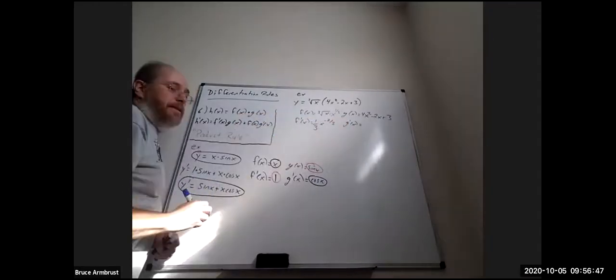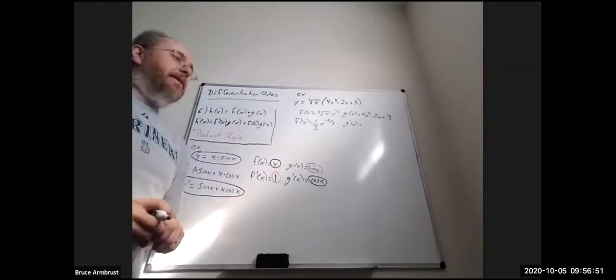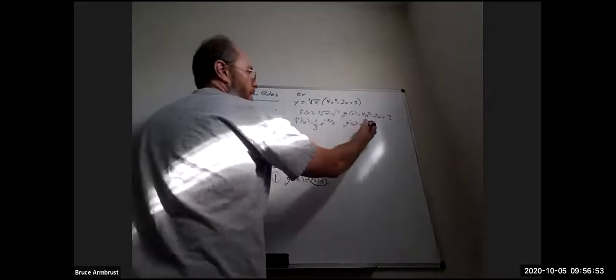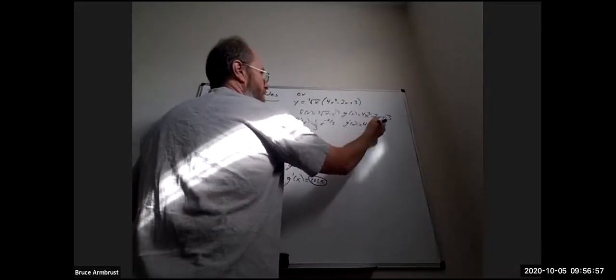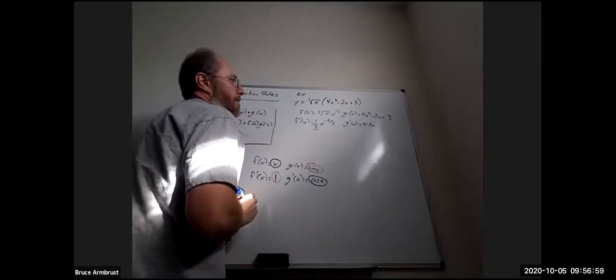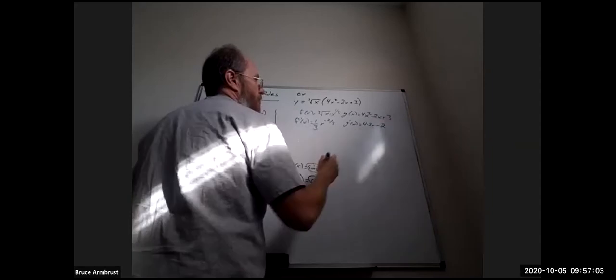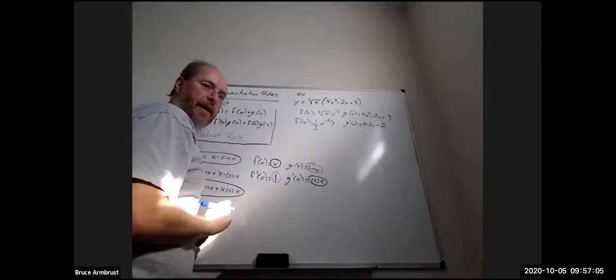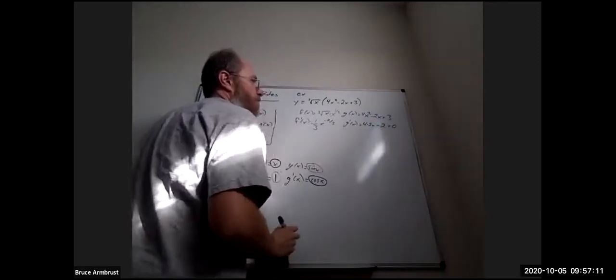The other one, since it's a polynomial, I'm going to do each piece separately and add them together. So 4x squared, we get 4 times 2x. Then I'm going to subtract 2 times the derivative of x, which was just 1, plus the derivative of 3, which is 0. So that's 8x minus 2.